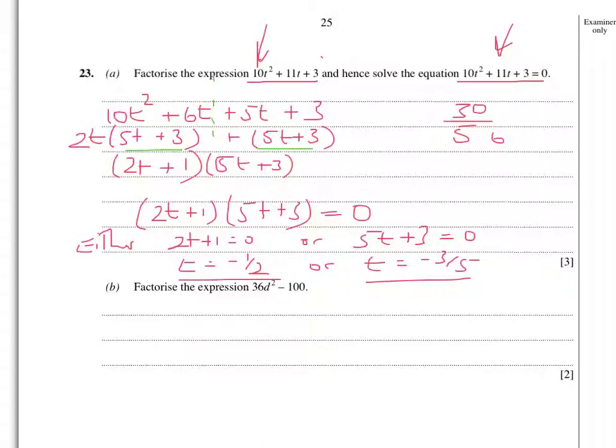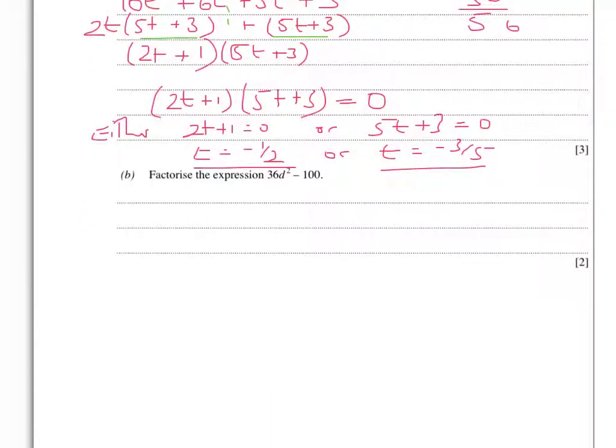Okay, part B, factorise the expression 36d squared minus 100. Right, got to notice here, this might be the difference of two squares, little technique. Got a square number, got a square number, got a square letter. So, one bracket, squared, 6 squared would be 36, so we'll make that 6d minus 100. So, why have I squared that? Two brackets, sorry.